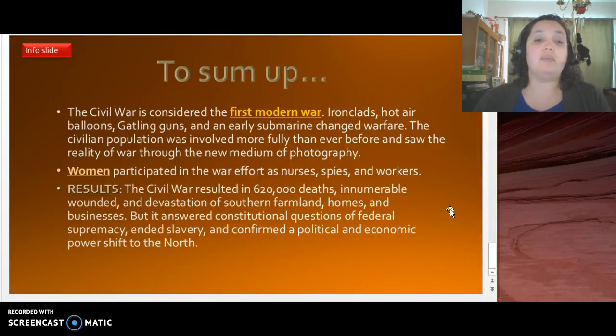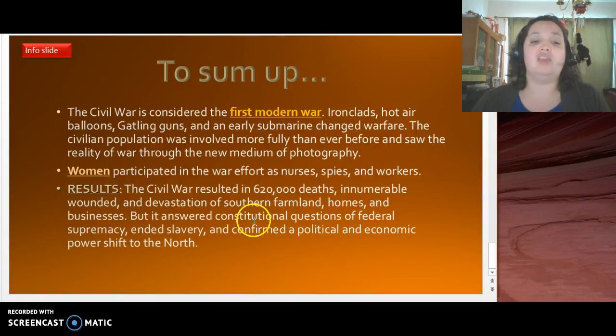The civilian population was far more involved fully than ever, and they actually get to see the reality of war through this new medium of photography. So there were people who were actually taking pictures of the war. Women are participating in this war effort. They were nurses, spies, workers. It's pretty cool. If you're interested, you should look that up.